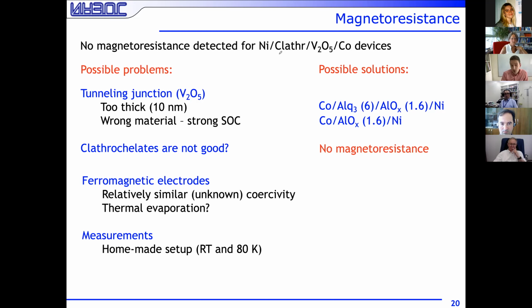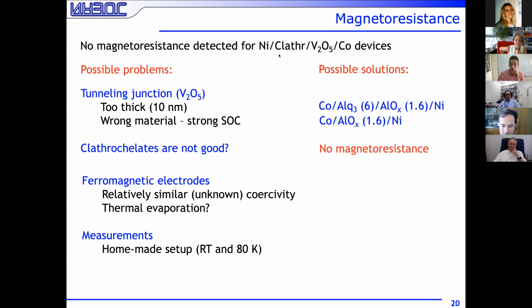So maybe it was a problem with ferromagnetic electrodes, because thermal evaporation leads to kind of uncontrollable formation of structure of ferromagnetic layers. And it means that it is possible that coercivity of cobalt and nickel films could be quite close to each other, so we are just not able to remagnetize them separately. Or another possible and quite probable reason would be that at first we decided that we will try to do everything, let's say, at home, and we tried to make the measurements using just our lab grade source meter, and we did it only at room temperature, not at 80 kelvins.